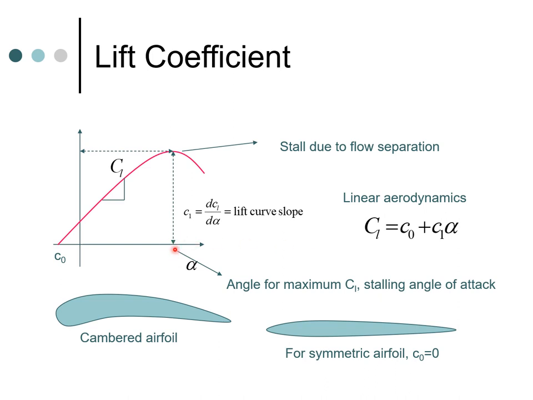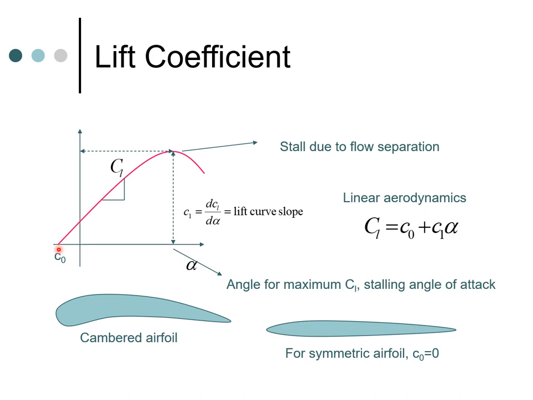Now that of course depends on the airfoil section. Different airfoil sections have different stall values. So essentially in the linear region, I could write an equation like CL is C0 plus C1 alpha, which would essentially define this curve here. And C0 would be this value here. So essentially what would happen is if we put alpha equal to 0, then CL would be C0, which is this value here. So that's something to keep in mind.